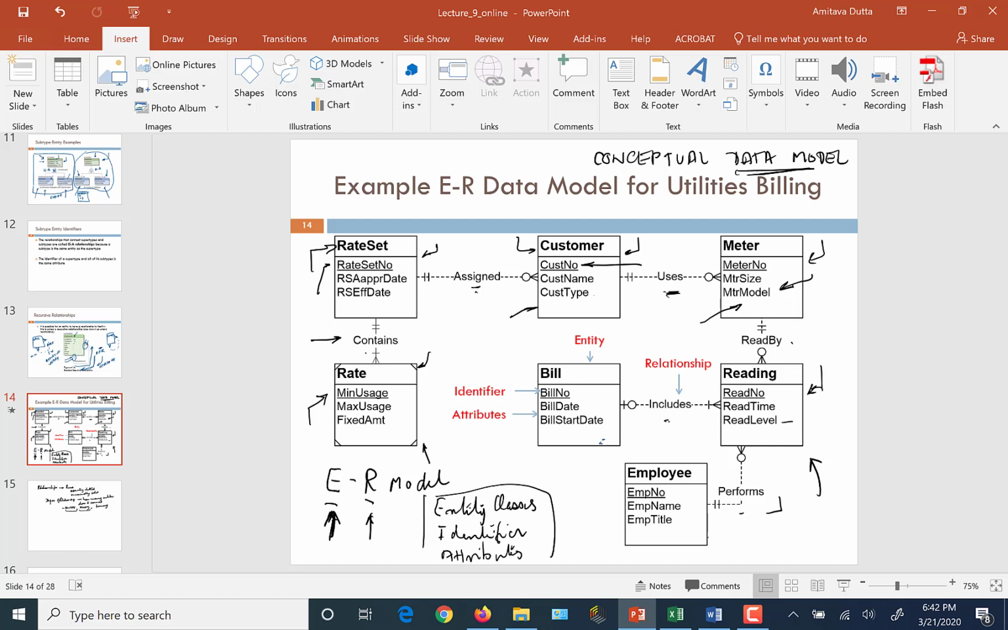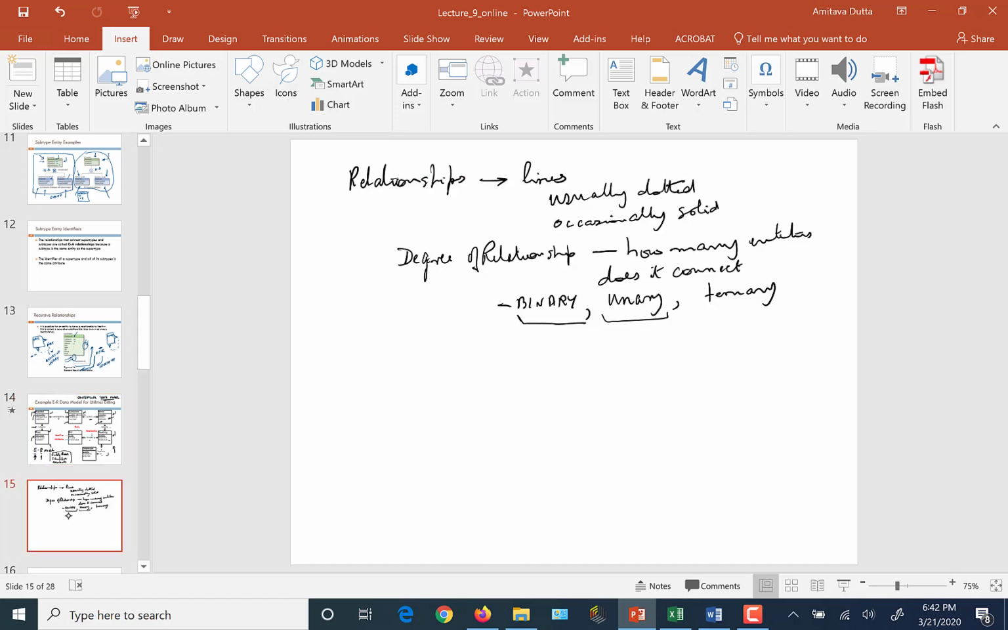Now the other aspect of a relationship, and this is the more complicated aspect, is the cardinality of a relationship. Just remember the word cardinality is just a fancy way of saying count, how many. You always have a maximum and a minimum cardinality for every relationship.